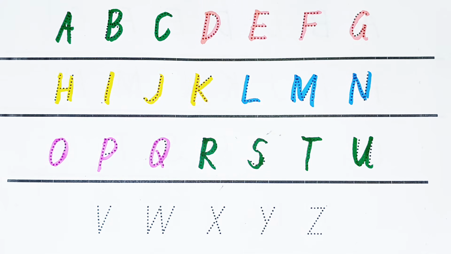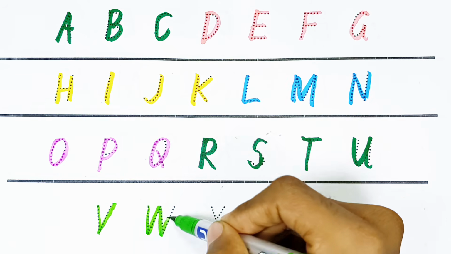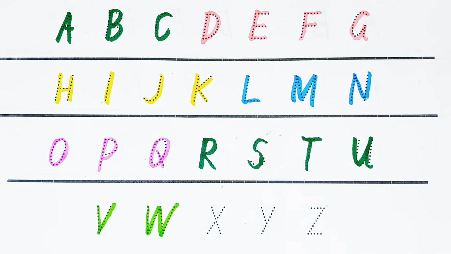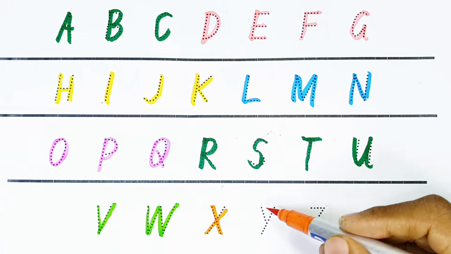Kids, now you draw V. The alphabets of V. V for van. W for wheel. Kids, now you draw X. The alphabets of X. X for xylophone.